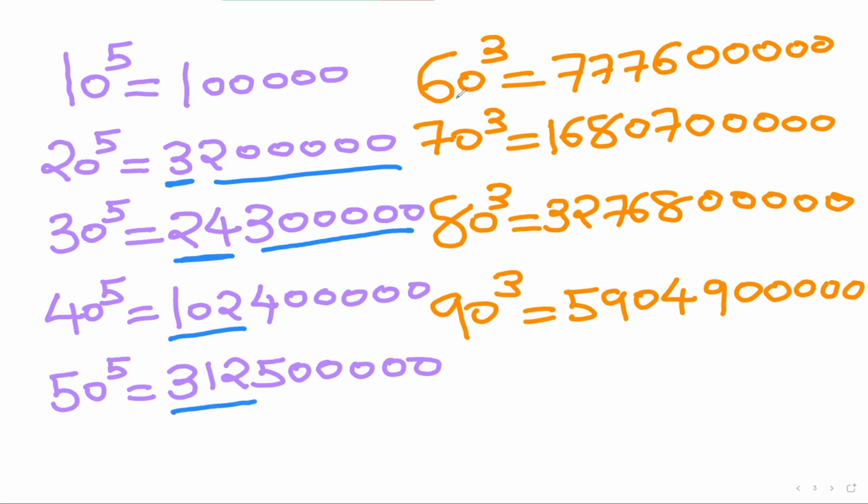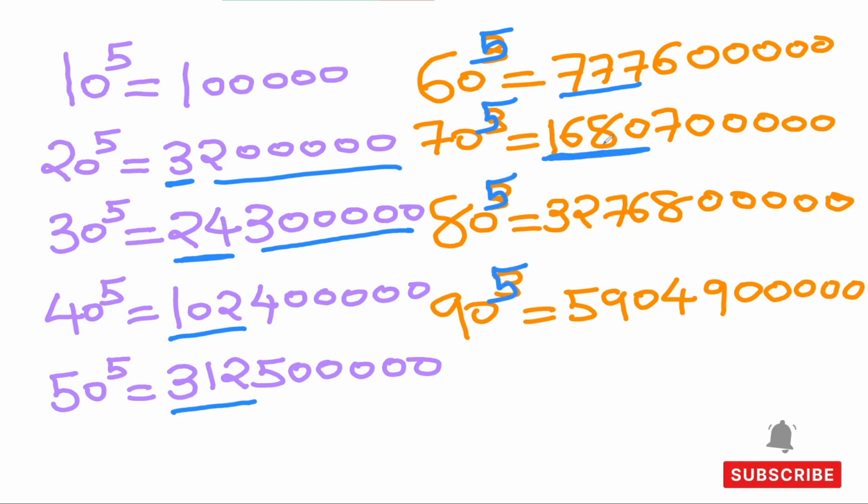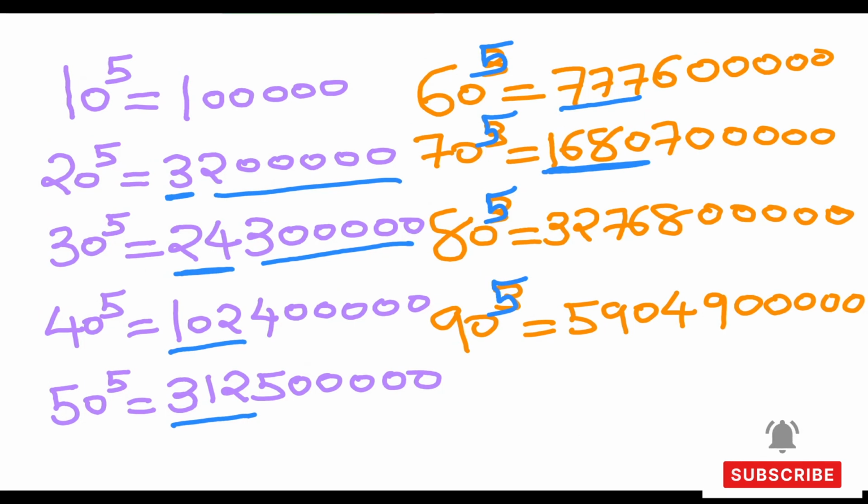60 power, sorry, not power 3, power 5, my bad, that's like 777 million. So all these powers are 5. And 70 power 5, if I put it down, should be 1680 million, like that. So if I have a bit of an idea about how many millions there are, it's going to be really, really easy. So now I'm going to show you guys how we can do that.